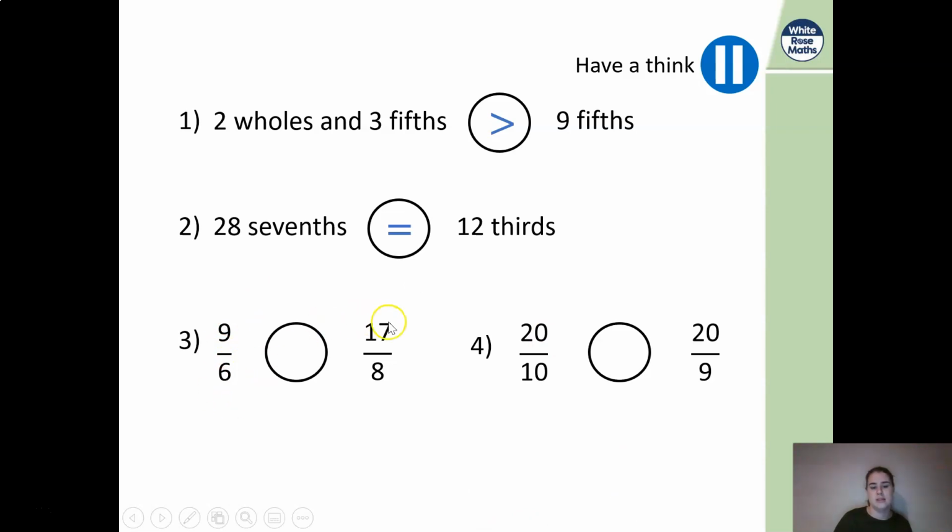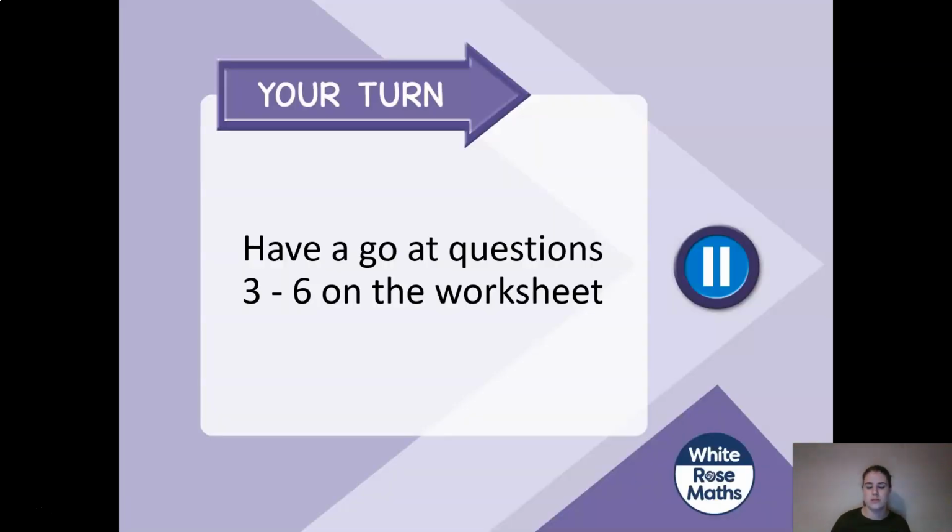So 9/6 and 17/8. So you think, well, how many times can I get them into each other? Well, actually, 8 into 17 is going to be bigger, okay, because I have that remaining one left over. And then 20 tenths and 20/9. Well, we already know which one's going to be bigger because this number here is smaller, which means the portion they're getting here is going to be a lot smaller, okay? Well done if you got those right, because those ones are difficult ones.